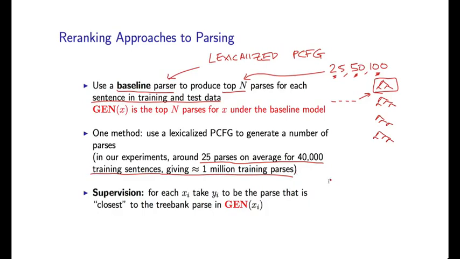So our supervised data is going to look like sentence tree pairs, and we can do a couple of things there. We can either take yi to be the true tree bank parse for that sentence, or we could take yi to be the member of this function Gen which is closest to the tree bank parse under, for example, precision and recall. That's a minor detail. Just assume that we have some way from our tree bank of choosing one of these members of Gen(x) as being the label, the correct parse for this particular input.